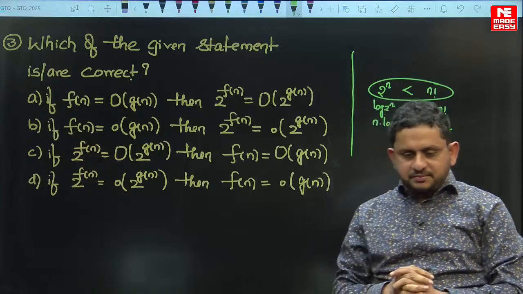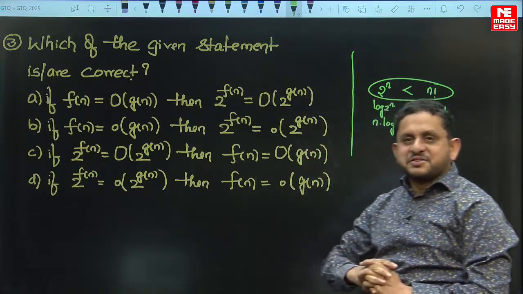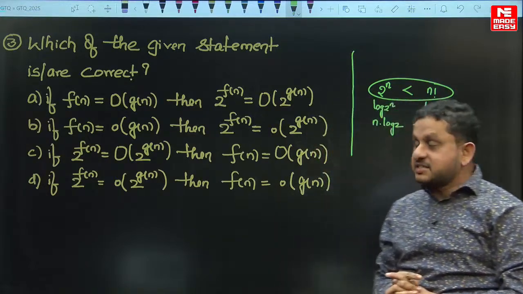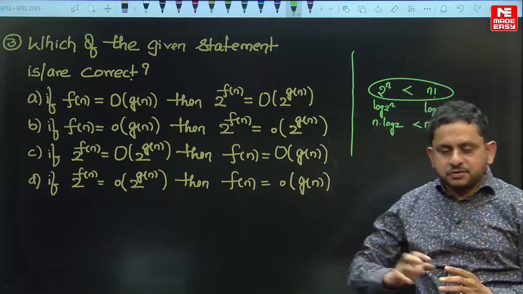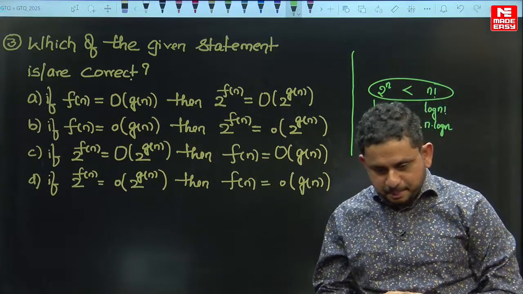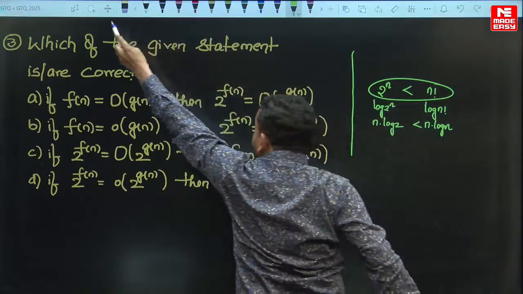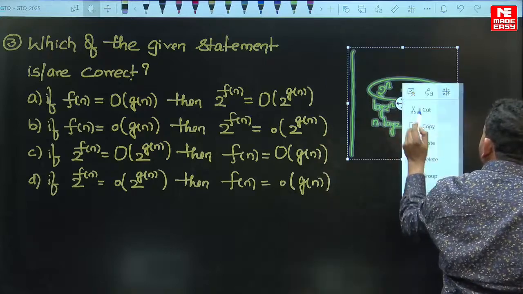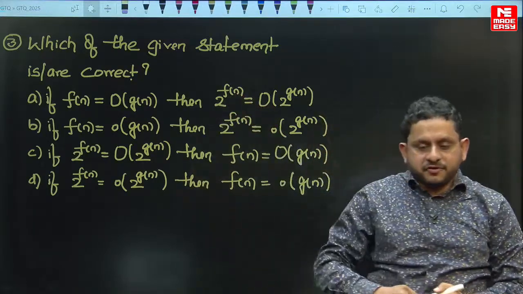It is an MSQ question. There are different answers: A, B, D; A, B, C; only D. Take some time, 30-40 seconds, do some calculations, take some example functions, verify, and please try to give the correct answer.